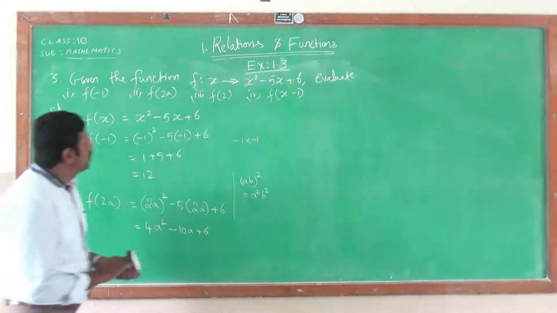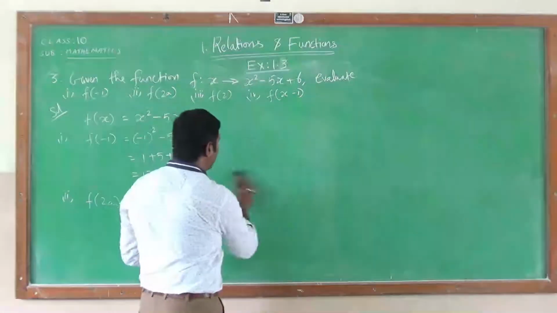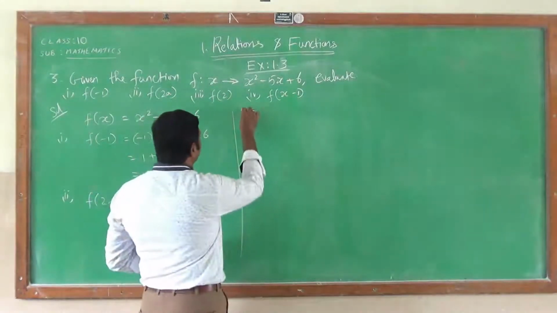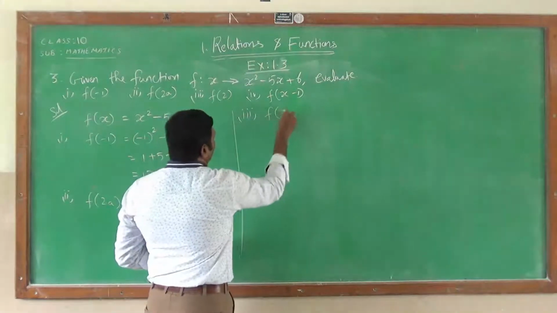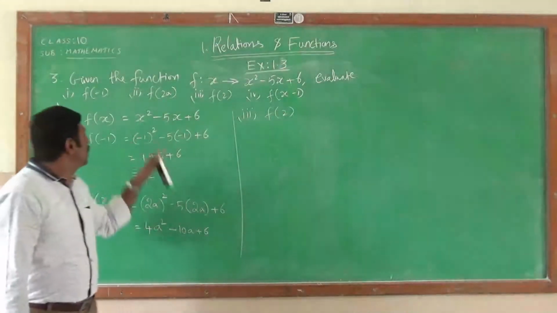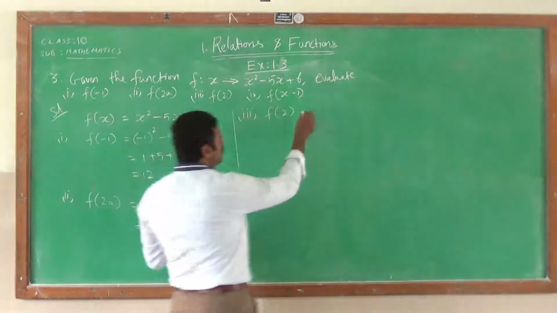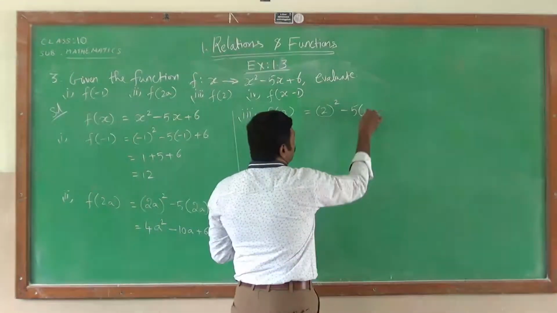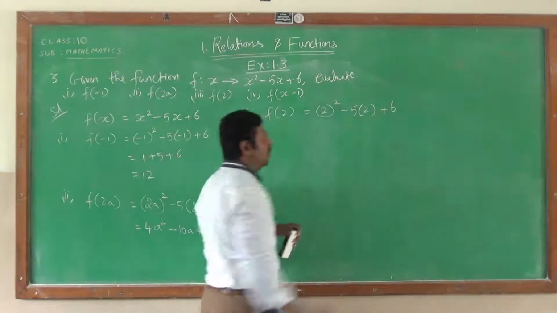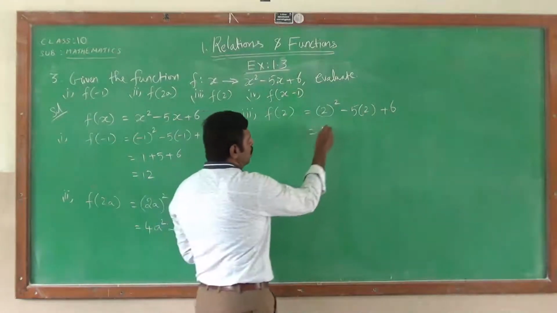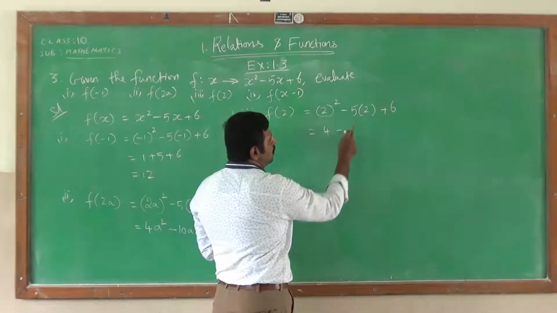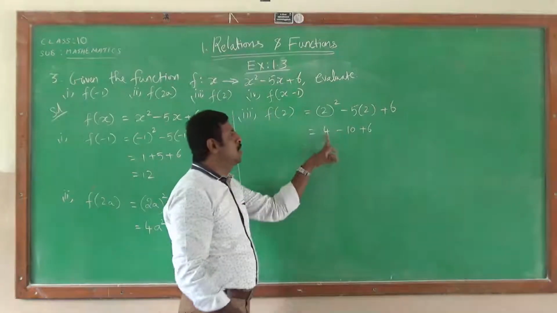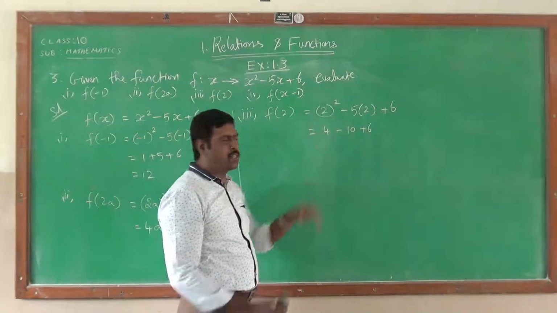Then we see the third Roman number, function of 2. Here in the function you are going to replace the value 2: 2 square minus 5 into 2 plus 6. Then 2 square is equal to 4, minus 5 2s are 10, plus 6. Here 4 plus 6 is 10. 10 minus 10 is equal to 0.